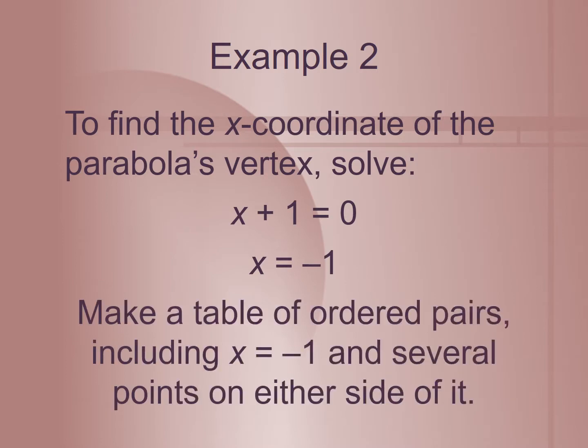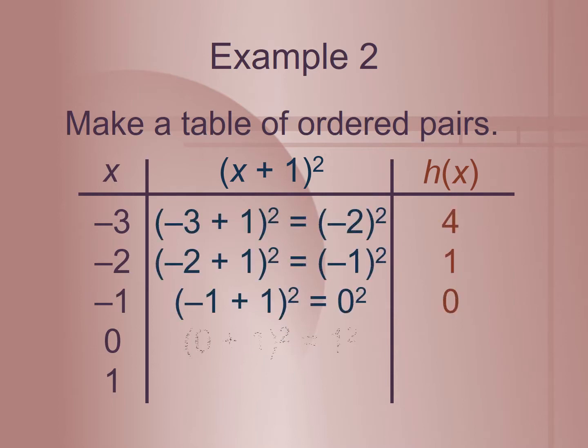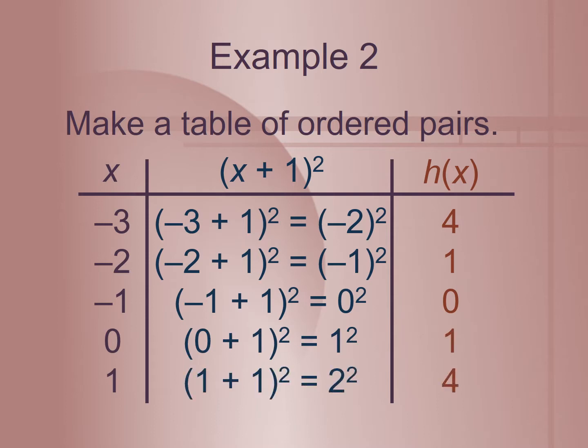We'll make a table of ordered pairs, doing negative 1, and then 2 before negative 1 and 2 after negative 1. So here's our table. We'll go ahead and evaluate to find our y's. Remember, negative 1 is the x-coordinate of our vertex. When we plug that in to find our y-coordinate, our y-coordinate is 0, which means that our vertex is at negative 1, 0. So when you graph your parabola, the turning point should be at negative 1, 0.